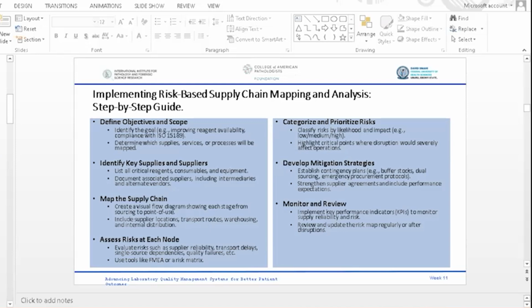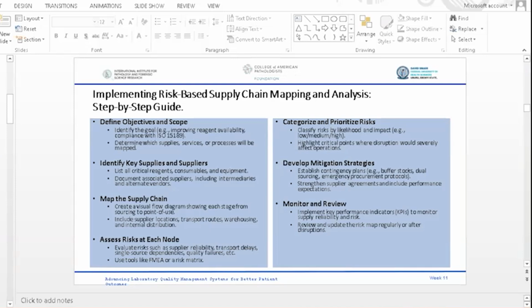Then dual sourcing, emergency procurement protocols. We will still discuss that further as we go on. Then others are strengthening supplier agreements. These are the mitigation strategies you can use in this risk-based supply chain mapping to ensure that you don't run out of reagents or stock. You strengthen the supplier agreements and include performance and expectations.